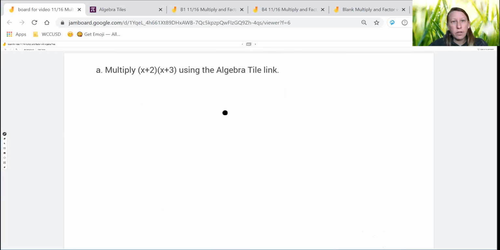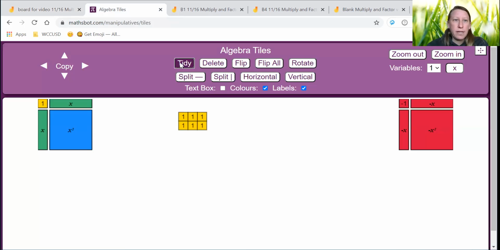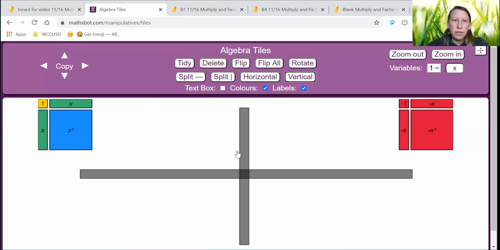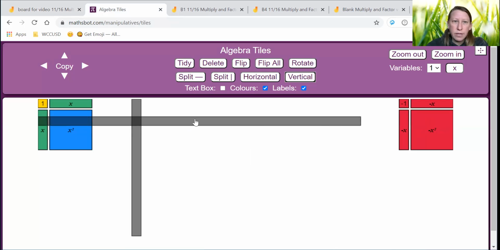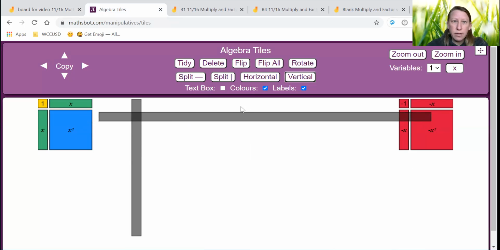Okay, so now we're going to go to our link and we're going to build a model of x plus 2 times x plus 3. So I'm going to tidy this space up, and when we do area model, we're going to set up a little workspace for ourselves. This is just going to represent the outside dimensions, and then in here is going to represent our answer, the area.